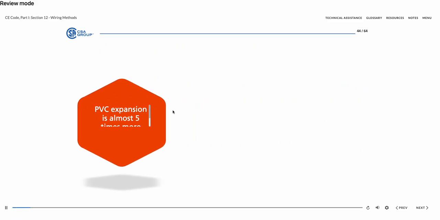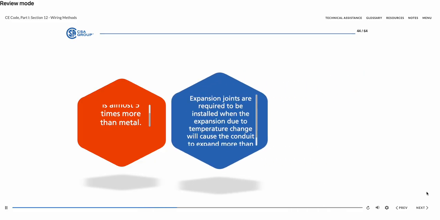All building materials will expand and contract with temperature change. With materials such as rigid PVC, the amount of expansion is almost 5 times that of metal materials like steel rigid. The code requires that a run of PVC conduit be limited to 45 millimeters of expansion before an expansion joint is required. When expansion exceeds 45 millimeters, expansion joints must be installed to ensure the conduit doesn't break as a result of expanding and contracting.